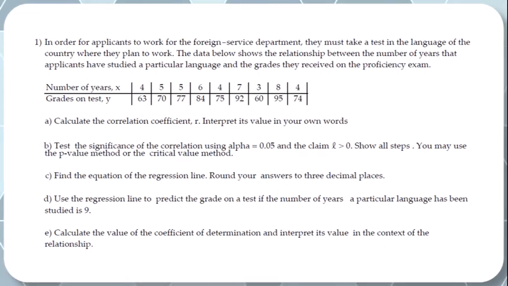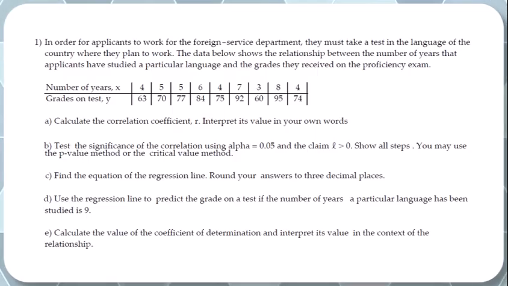This is a quick review of Chapter 9 on correlation and regression. In order for applicants to work for a foreign service department, they must take a test in the language of the country where they plan to work. The data below shows the relationship between the number of years that applicants have studied a particular language and the grades they receive in the proficiency exam.